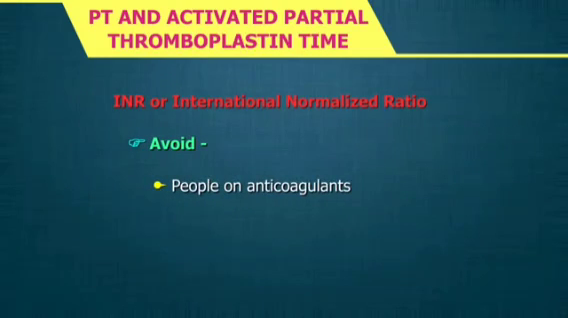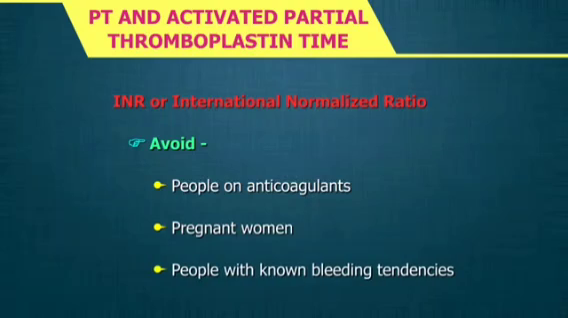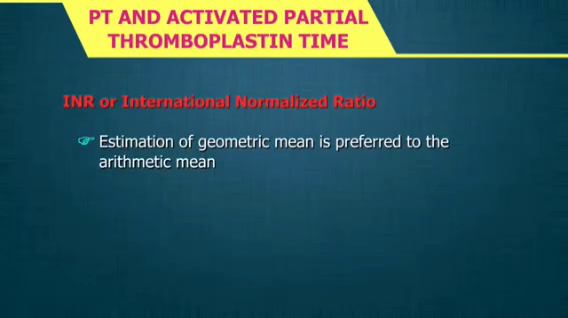People on anticoagulants, pregnant women, and people with known bleeding tendencies should be avoided. Estimation of a geometric mean is to be preferred to the arithmetic mean. MNPT samples must be fresh.